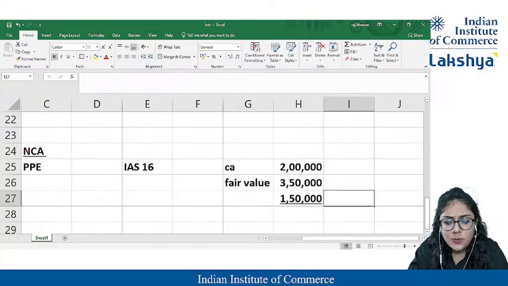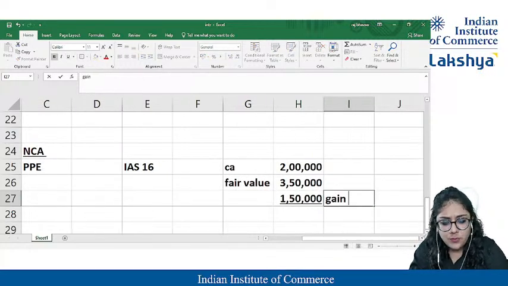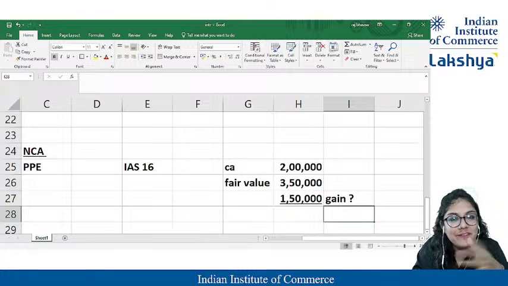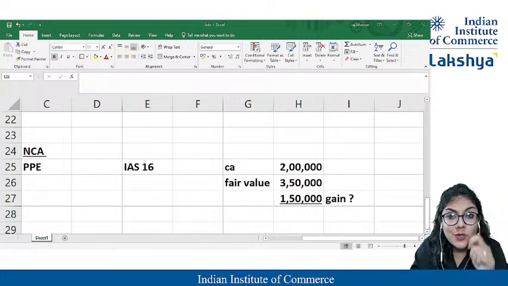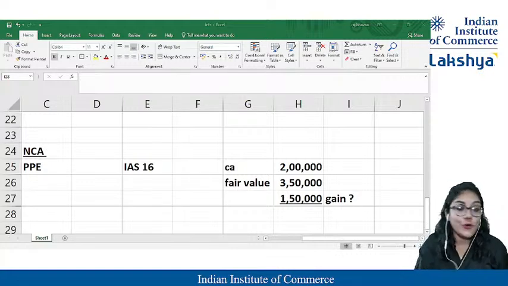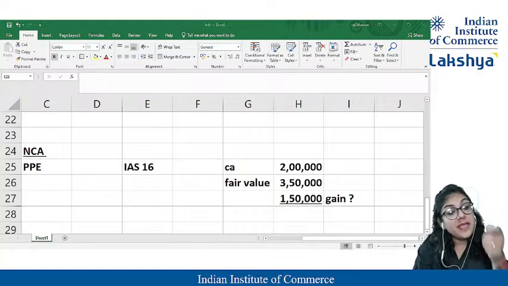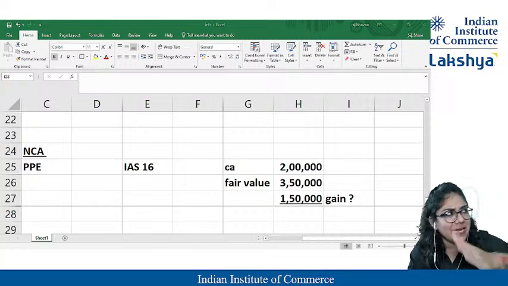Hey, where is this gain going to go? I don't know. Ma'am, it's a gain now. Why not charge it in the P&L account? But we know, is this a gain you have actually realized? Not really. If I have not actually realized the gain, it means, have I sold that asset?